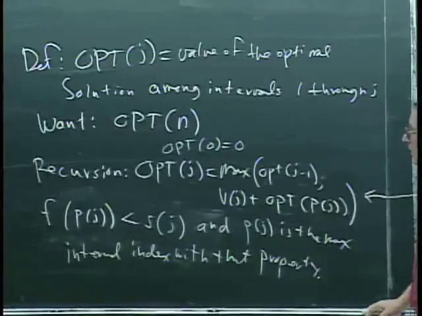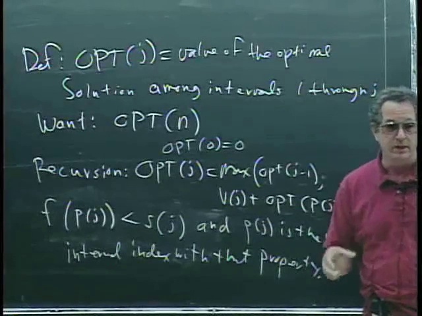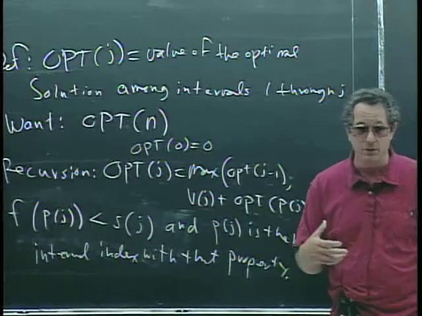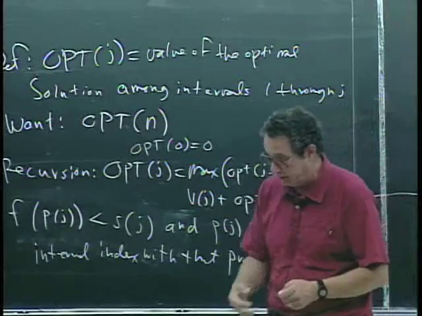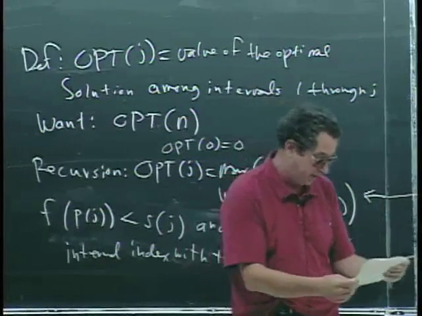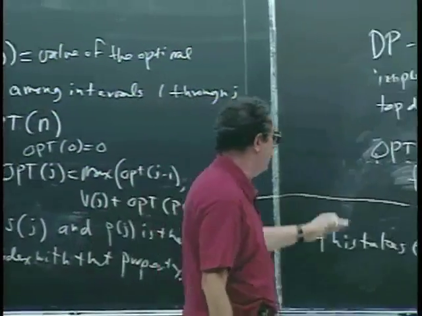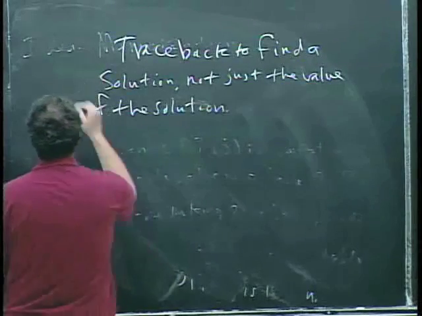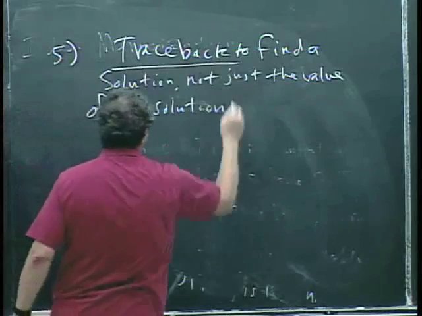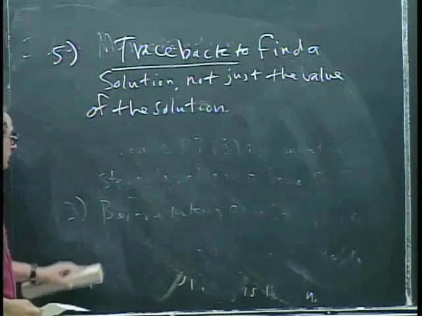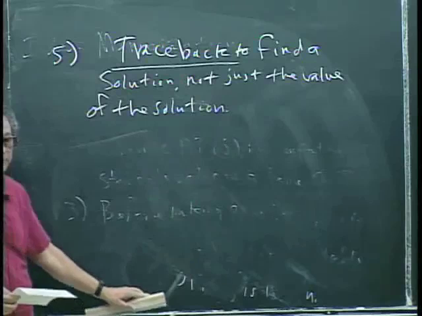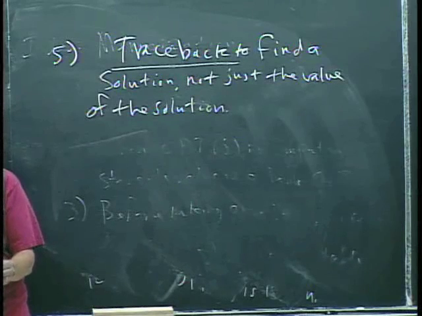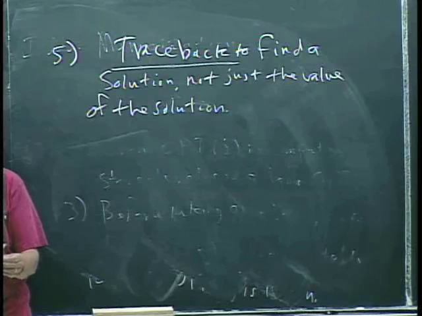But in the original problem formulation, we actually wanted to find a set of intervals that are pairwise non-overlapping and that maximize the total value that you get from those intervals. Okay, so so far we haven't done that. And in dynamic programming, the traceback, which I've called step 5, is a general approach to finding the actual solution, describing the actual object that you're trying to look for, and not just its value.